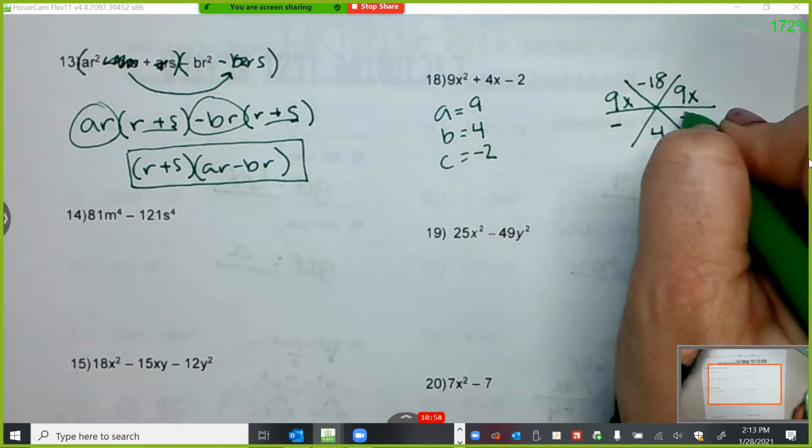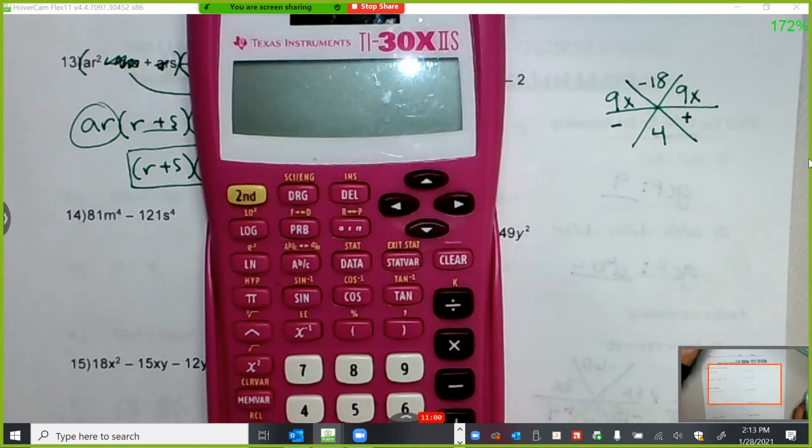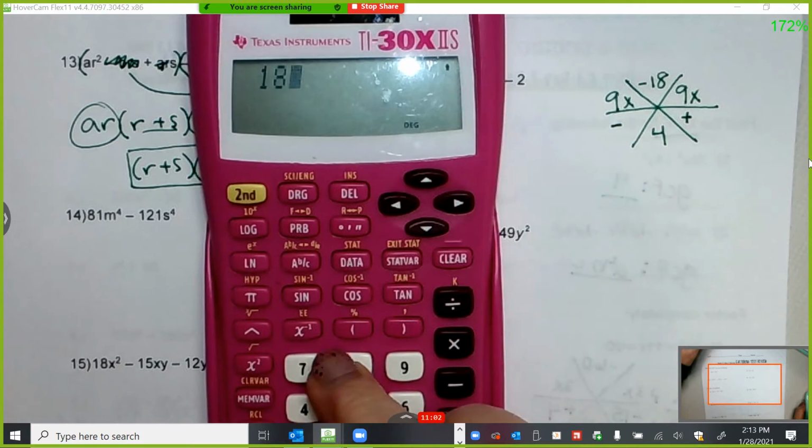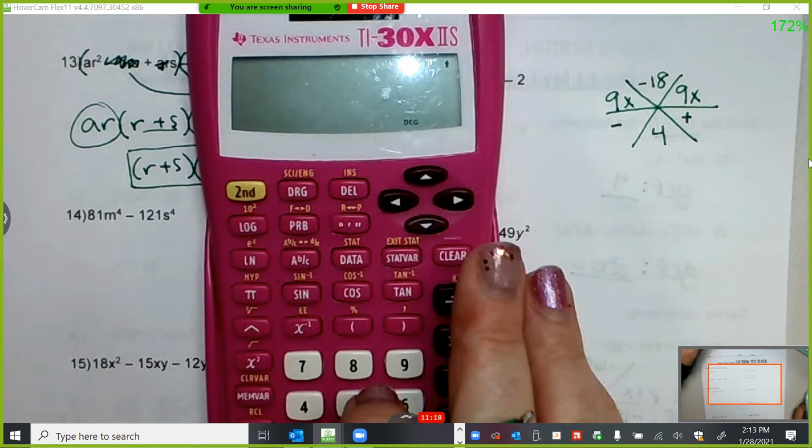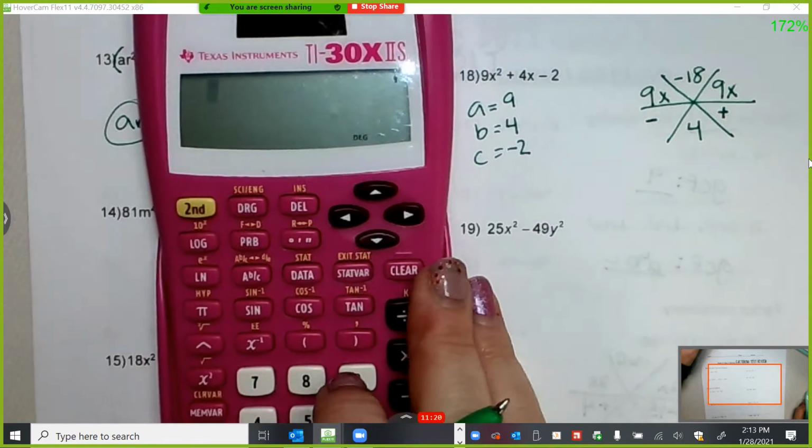I know it's going to be a positive and a negative. And I can divide it by, not that, 18 divided by 2 is 9 and 2. 18 divided by, I can't think of it, so I'm going to check to make sure this is factorable.